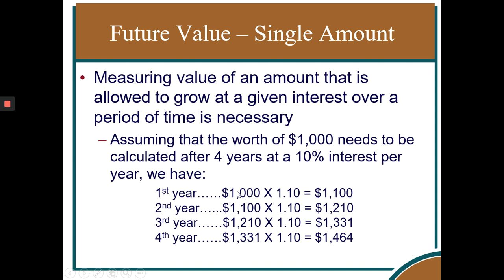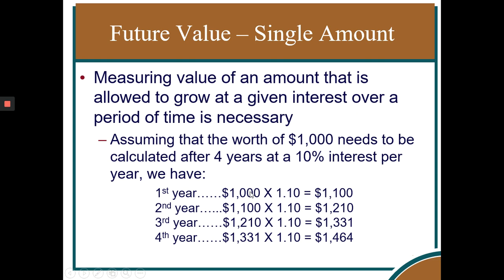That 1,000 compounds each year. Since you never took out the money, you leave the money there, so it keeps increasing by 10% and so on. At the end of year 4, you get 1,464.